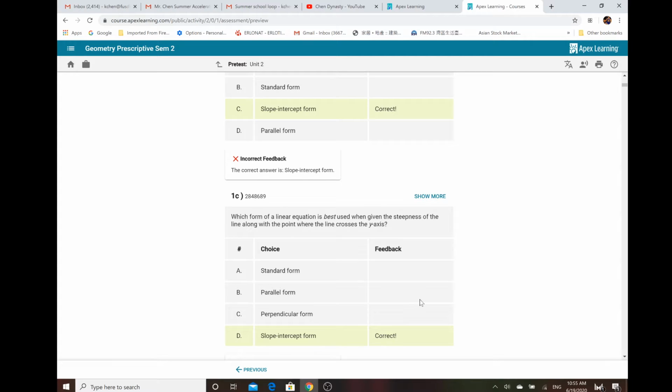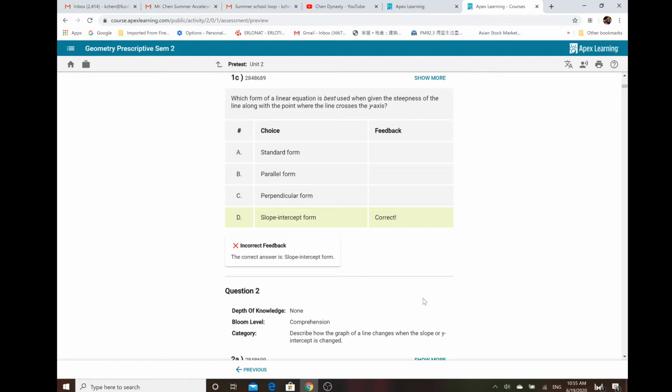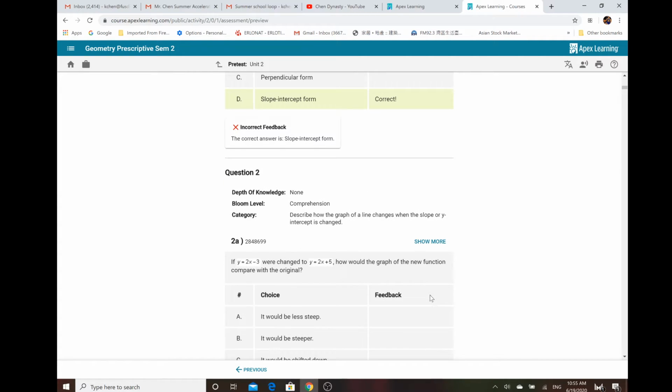And which form of a linear equation is best used when given the steepness of a line along with the point where the line crosses the y-axis? It's also the slope-intercept form. Okay, so now question number 2.